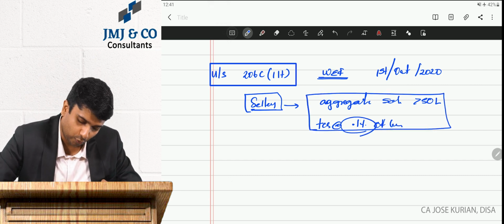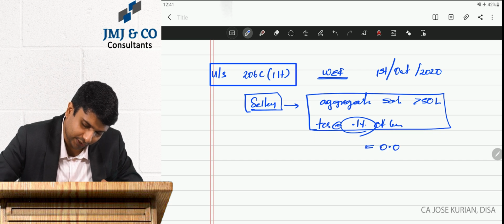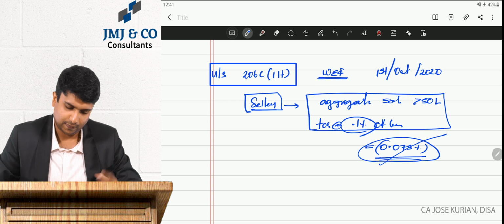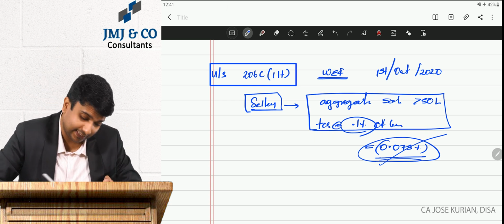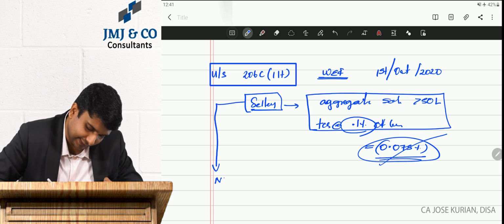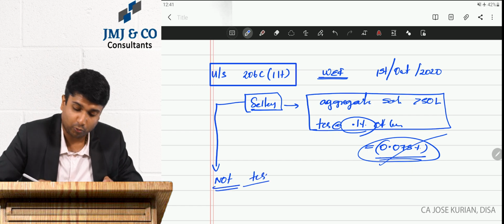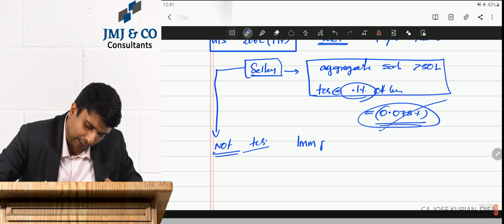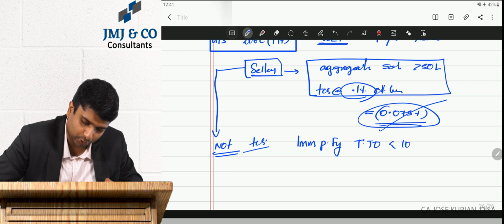Alright, and now due to COVID, the rate has been reduced to 0.075%. And now friends, there is one more point. It says a seller is not required to collect TCS even if the sales value is more than 50 lakh if his immediately preceding financial year total turnover is less than 10 crore.